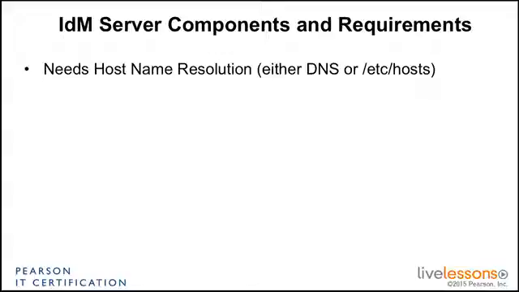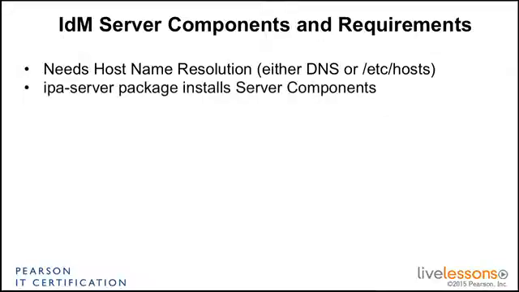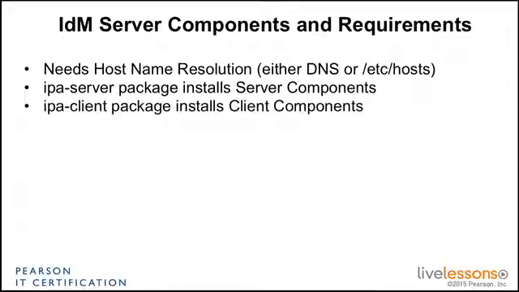Now let's talk about the parts and requirements of identity management server. So what do you need to set it up? First, it needs hostname resolution, which means that you need to set up the hostname of the identity management server itself, either through DNS or through /etc/hosts. Then we need the IPA server package, which installs the server components. The IPA client package installs the client parts of the solution. You don't really need to have it on the server, but if you want to configure a client that talks to an IPA server, this is one solution that you've got.